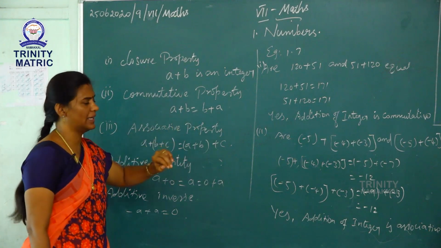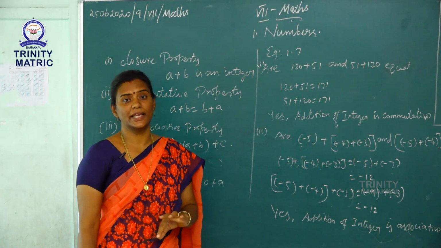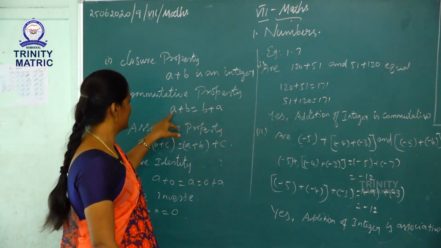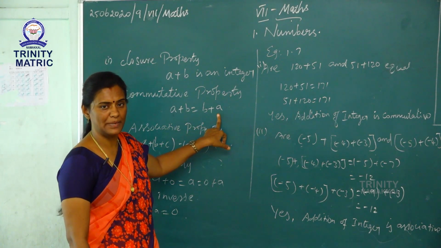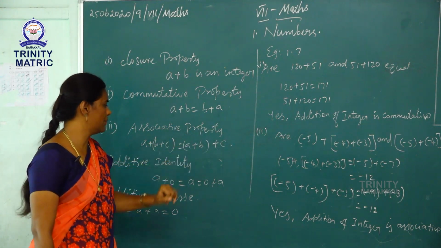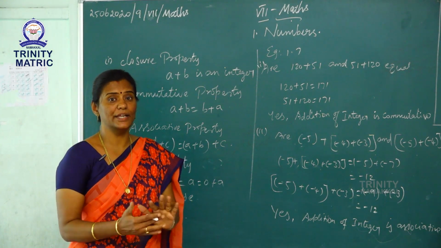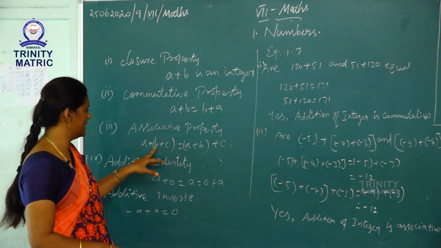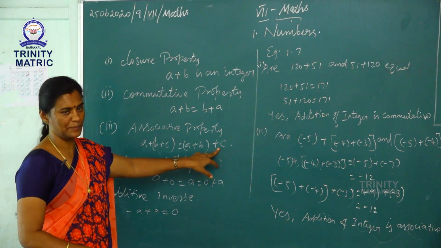Then commutative property. Commutative property is when we add the integers in any order, we get the same answer. See here, a and b are two integers, a plus b is equal to b plus a. Then associative property, when we add three integers in any grouping, we get the same answer. That is, a plus b plus c is equal to a plus b plus c.